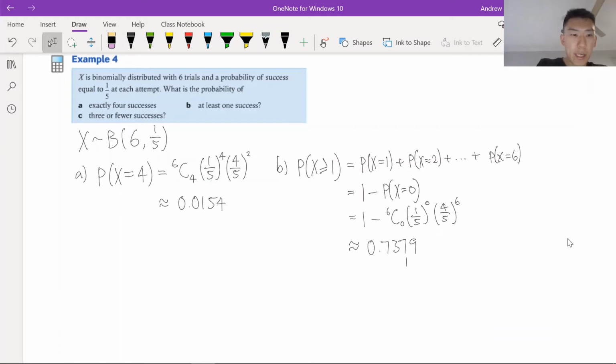And finally, let's do C. 3 or fewer successes. So this time we want the probability that x is less than or equal to 3. All right, so that equals.